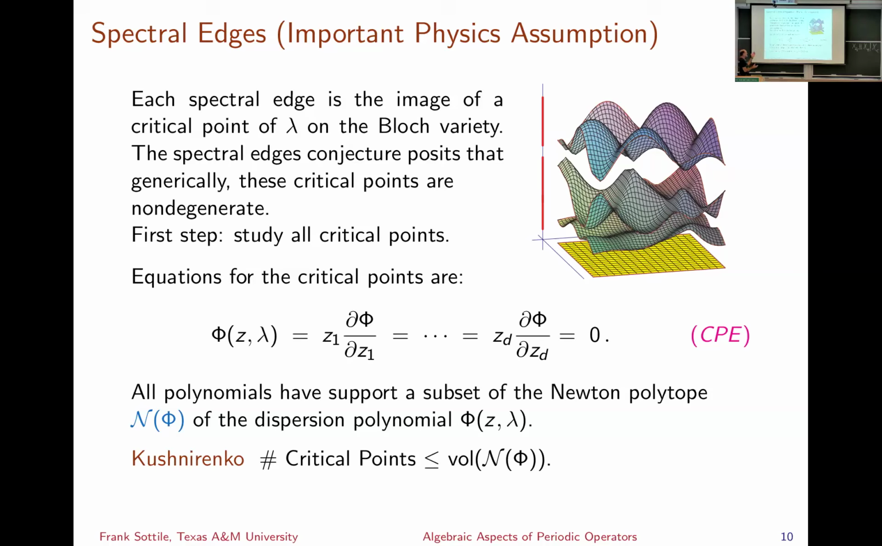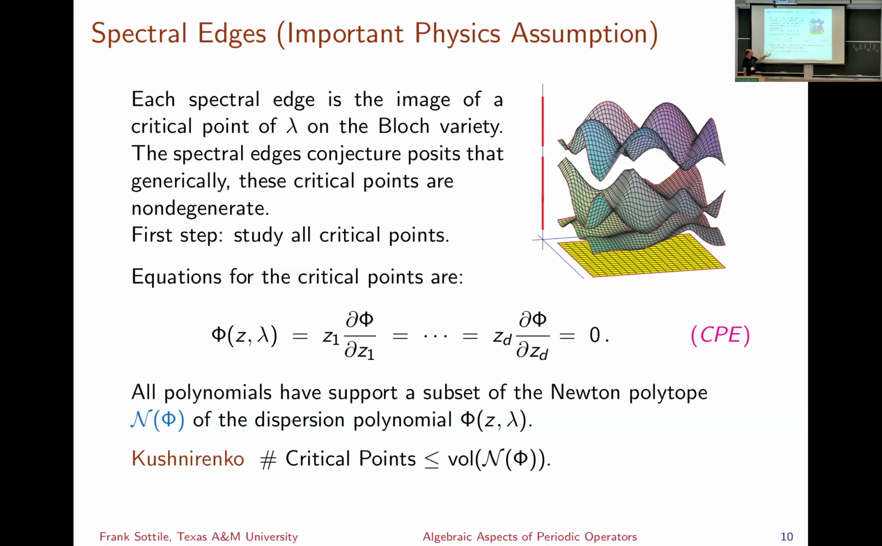And well, the equations for the critical points are not very hard. You have to be on the Bloch variety, and then if you unwind what it means for lambda to be a critical point, you get these basic torus derivatives. I use torus derivatives because these don't change the Newton polytope. All polynomials have to be supported on a subset of the Newton polytope. So I'm just going to consider the whole Newton polytope of the dispersion polynomial.